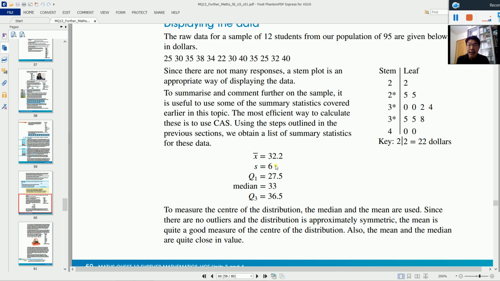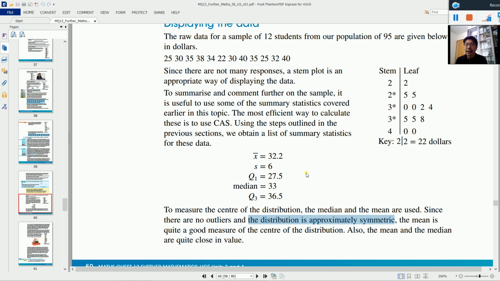Then the second thing is the standard deviation. I've got the standard deviation there. I find the Q1, we find the median, Q2, and we find the Q3. Those five values would be the core values that you can use to compare between different sets of data. To measure the center of the distributions, the mean and the median are used, right? And the distribution is approximately symmetrical because of the display graph here.